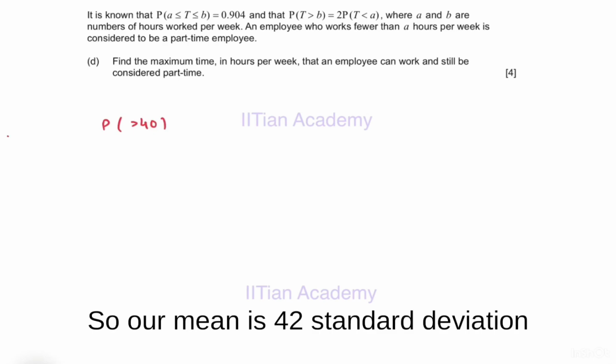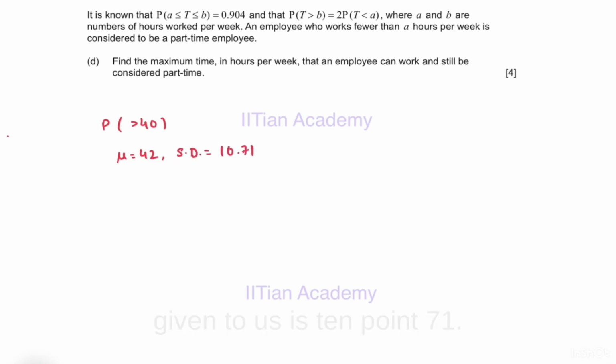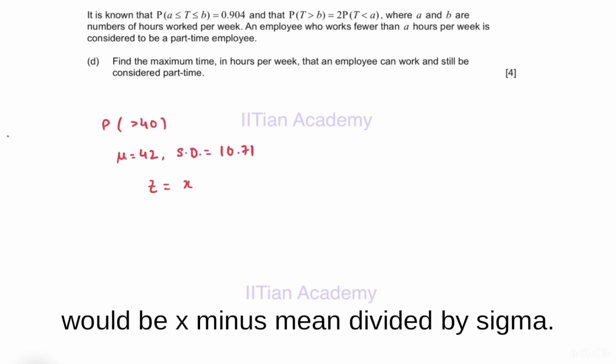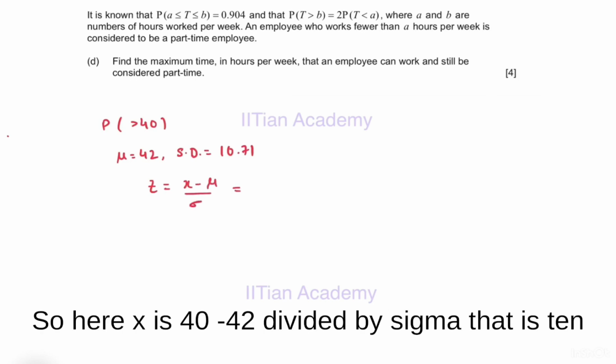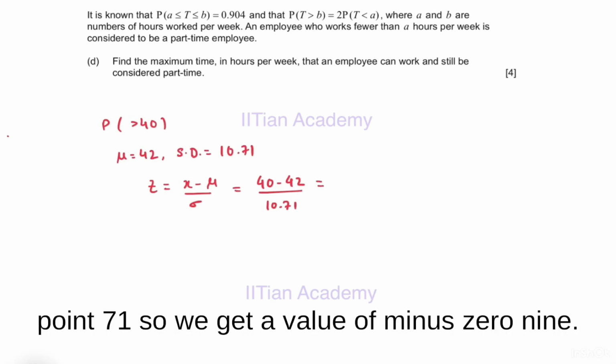So our mean is 42. Standard deviation given to us is 10.71. So we can identify the value of the Z score, that would be x minus mean divided by sigma. So here x is 40, minus 42, divided by sigma, that is 10.71. So we get a value of minus 0.19.